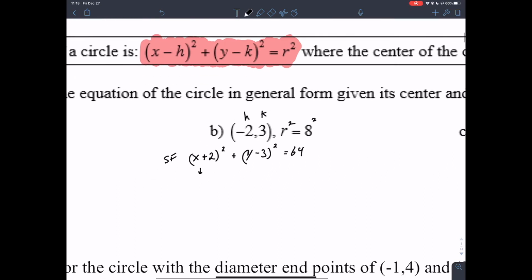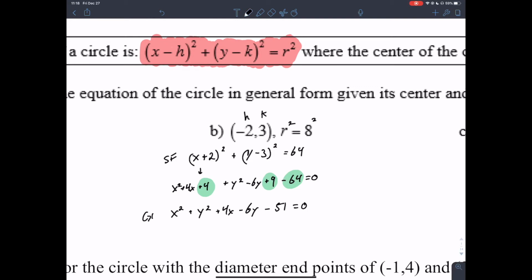So this first one FOILed out would be x squared plus 4x plus 4, and then we FOIL out the next one, so this would be plus y squared minus 6y plus 9, and then I'm going to subtract 64 from both sides, and now we combine all of our like terms and put everything in order. First we put x squared, followed by y squared, followed by the 4x minus the 6y, and then we combine the 4, the 9, and the 64. When you combine all of those, you get negative 51.